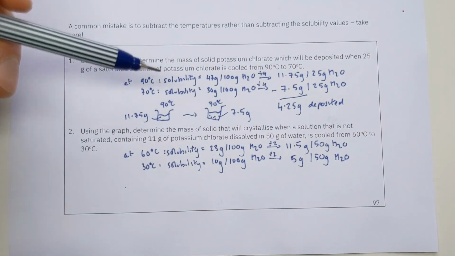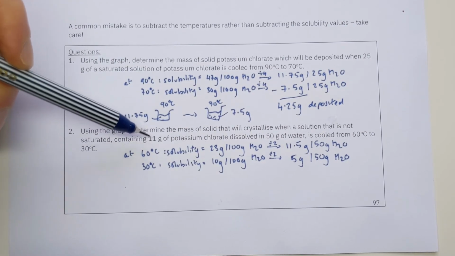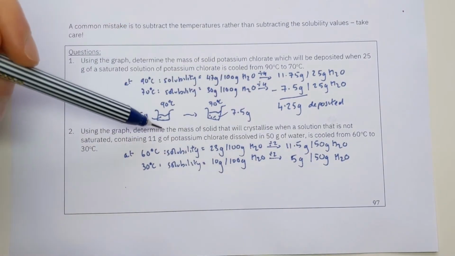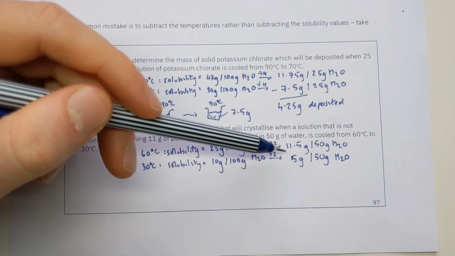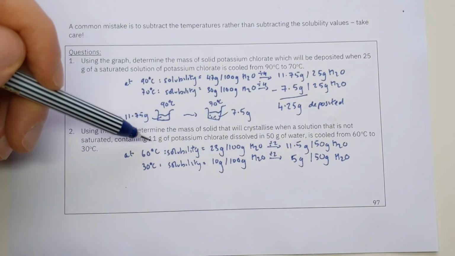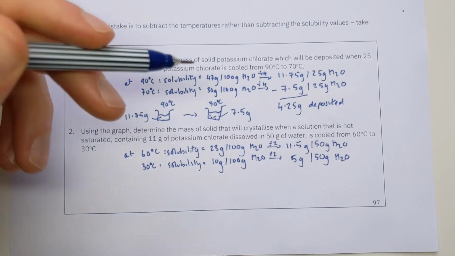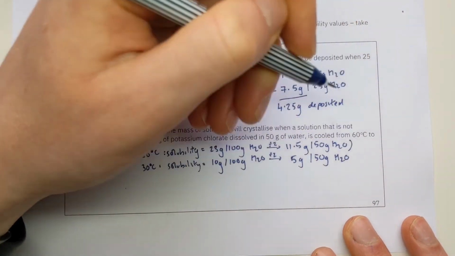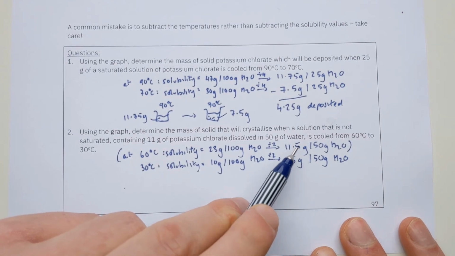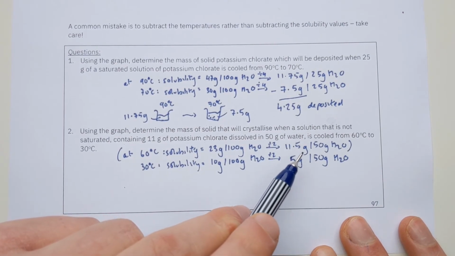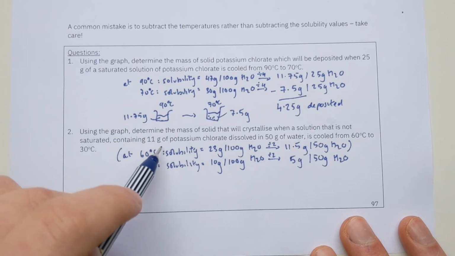The twist in this question is that the initial solution isn't actually saturated. It only contains 11 grams of potassium chlorate in 50 grams, and as you can confirm there, that's not the maximum it can take at that temperature. It can take 11.5. You only dissolved 11. What that means, being careful, is I'm going to ignore the solubility value for this calculation because I don't actually have a saturated solution. I don't actually have 11.5 grams of that solid in that amount of water. I've only got 11 grams.